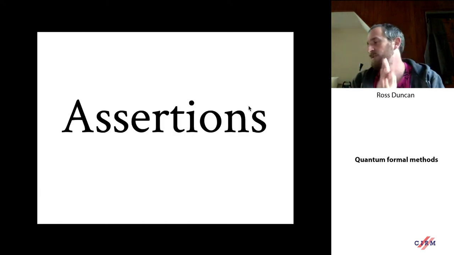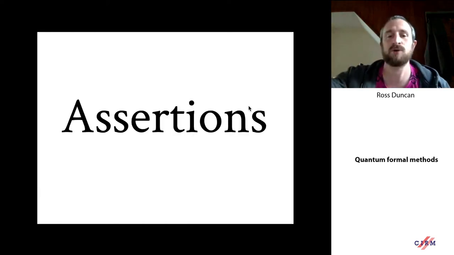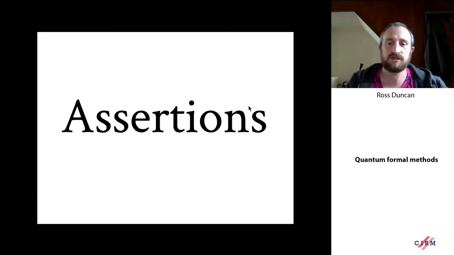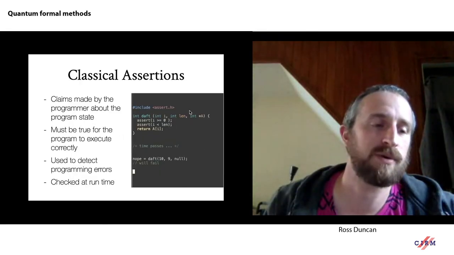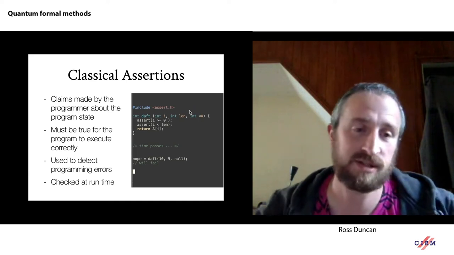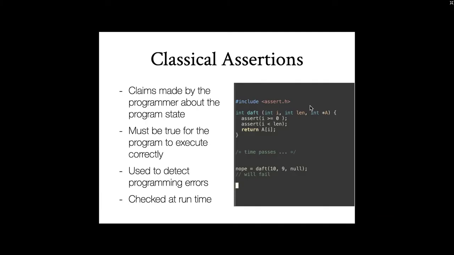I'm going to start with something which is not really a formal method, but which gets the kind of toe in the door, which is the idea of assertions. So in the classical world, assertions basically amount to the programmer making a claim about the state of the program. And in particular, this claim should be true, otherwise the program won't execute correctly. And if you add assertions to your program, they will be checked at runtime. And if the assertion isn't true, the program should terminate with an error. And in this way, you find a bug.